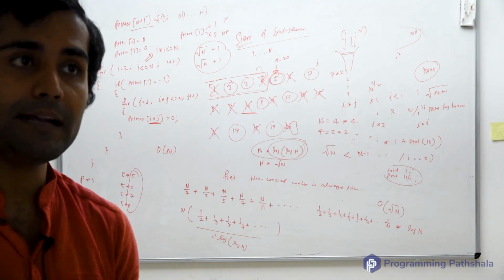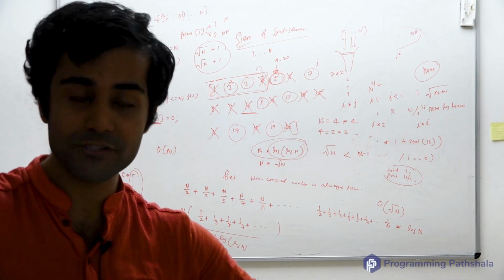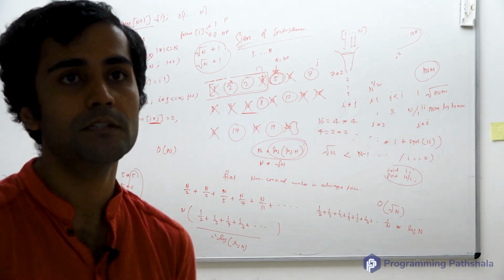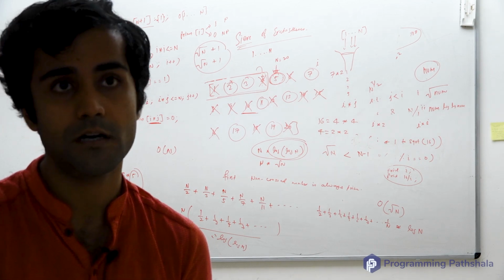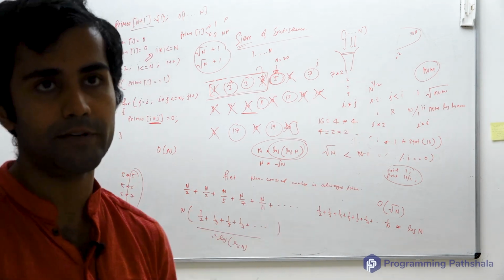But if you have got multiple queries, for multiple queries I mean that you have got multiple numbers, a range of numbers, and you have to check whether those numbers are prime or not, then what will you use? Will you still use square root n based approach? No, you will use sieve of Eratosthenes.